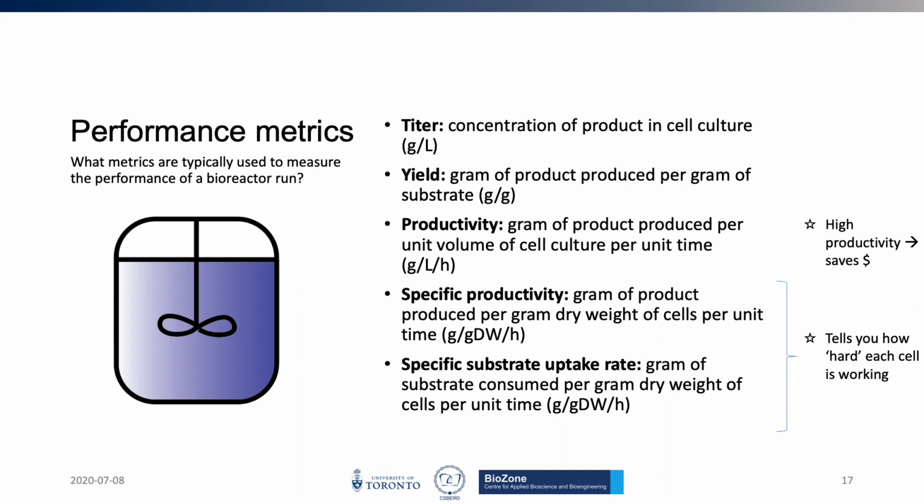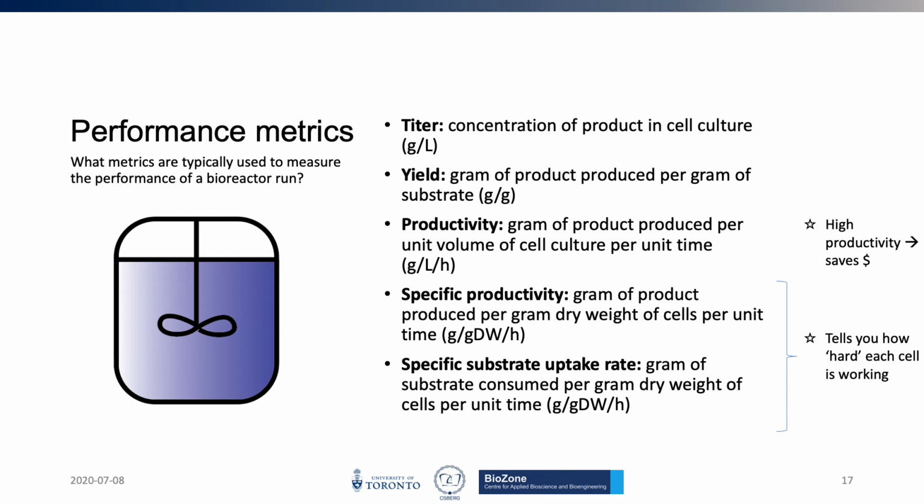The yield is the grams of product produced per gram of substrate, so grams of product per gram of substrate. Your productivity is the grams of product produced per unit volume of cell culture per unit time, so grams per liter per hour. And a high productivity means that you need less reactor volume to make the same amount of product, and this usually ends up saving you money.